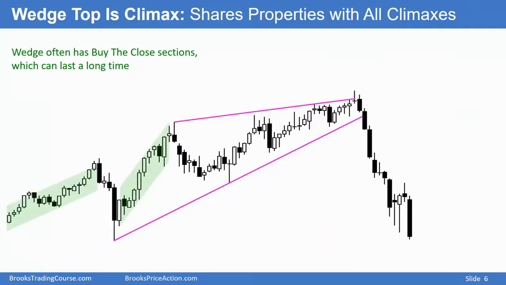A wedge top, it's a climax, and like all climaxes, it usually leads to at least a pullback, or at least a pause in the buying. Climaxes can last a long time. A series of bull bars here, 5 bull bars, climactic move here, a series of strong bull bars here. The rallies within a wedge top are often strong enough to be a buy the close rally. Traders will buy closes, confident that the market will go at least a little higher. The same with here. It's a buy the close rally, and here as well, even though the bars are small through here, these are buy the close rallies.